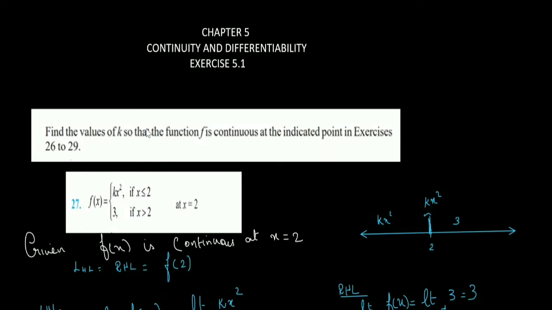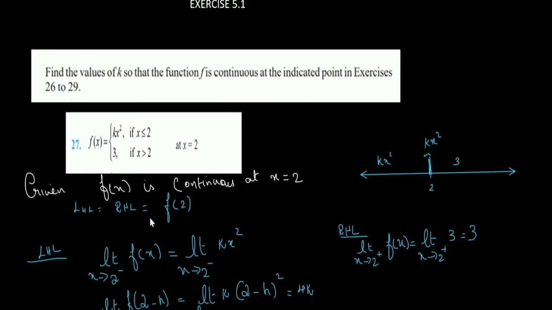Hello students, today we'll do exercise 5.1 question number 27. 26 we have already done. So 27: the function f of x is equal to kx square when x is less than or equal to 2, and 3 when x is greater than 2. At x is equal to 2, the function is continuous. So we have to find the value of k.